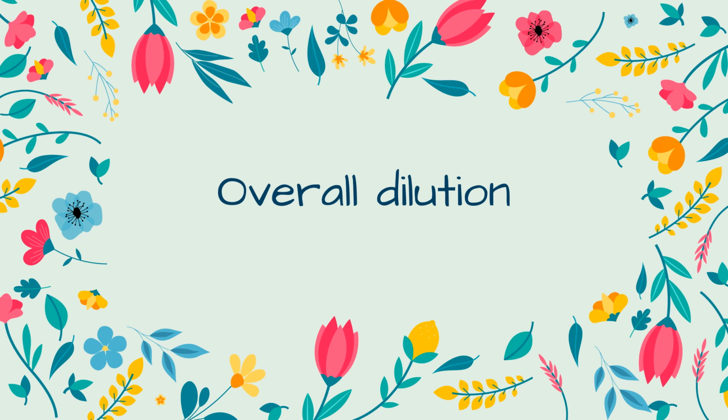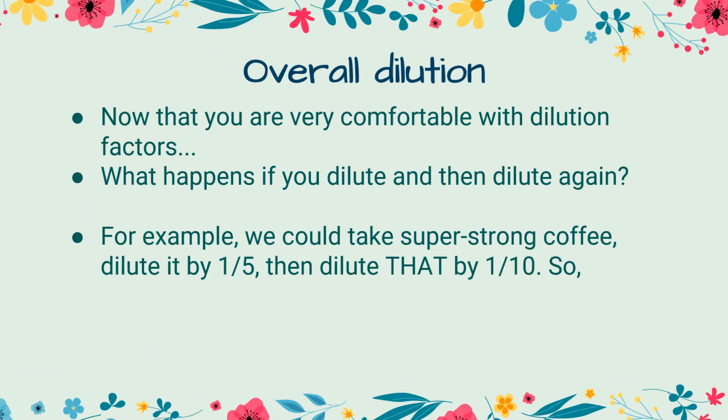So now that we have gotten through what dilution factor is, let's look into something a little bit more complicated called an overall dilution or total dilution factor. Now, we're super comfortable with dilution factors. What happens if we dilute and then dilute again? For example, we could take that super strong coffee and dilute it by 1 to 5, and then take that 1 to 5 dilution and dilute it again.